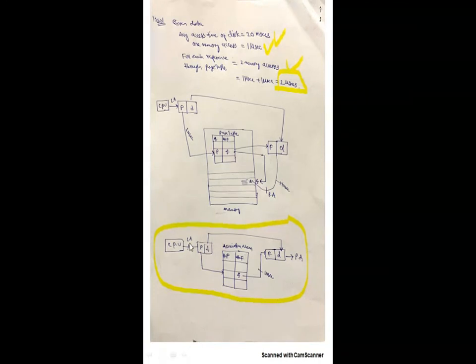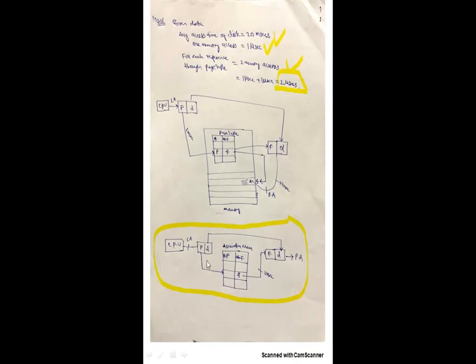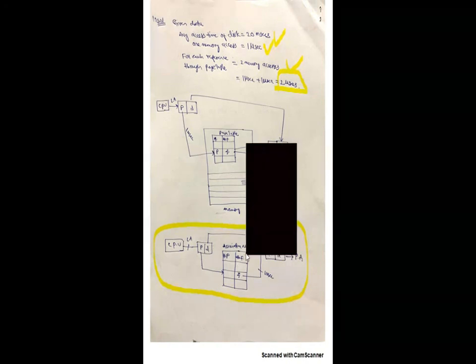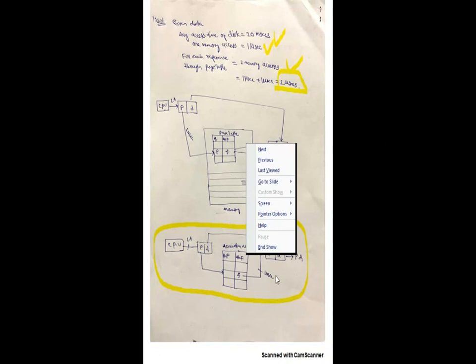That's all. So if the CPU wants to access page P and this page P is present in associative memory, then we call it a TLB hit. Remember this terminology. If the CPU wants a page P and the page P is present in associative memory, then it is called a TLB hit. And a TLB hit takes only 1 microsecond. He has given that in the question.